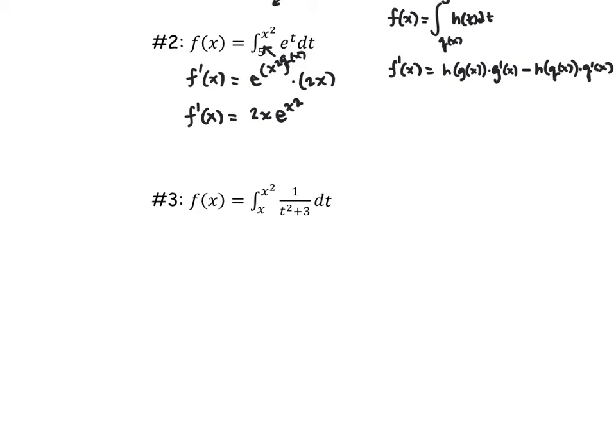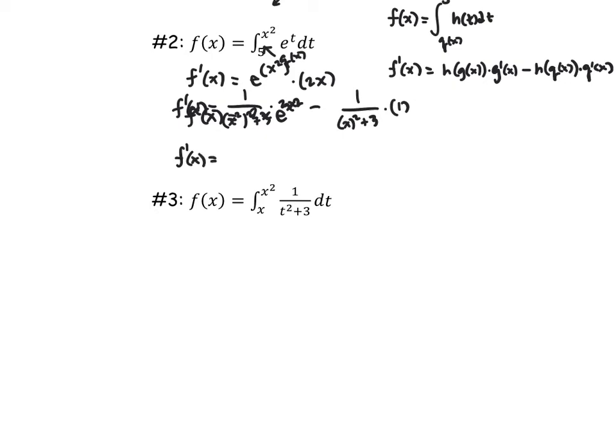Okay, so let's work that out for this one here. So f prime of x will be 1 over x squared squared plus 3 times the derivative of x squared, which is 2x. Okay, so that's h of g of x times g prime of x. We'll clean that up in just a minute. And then we're going to subtract h of q of x times q prime of x, which is 1. Right? The derivative of x is 1.